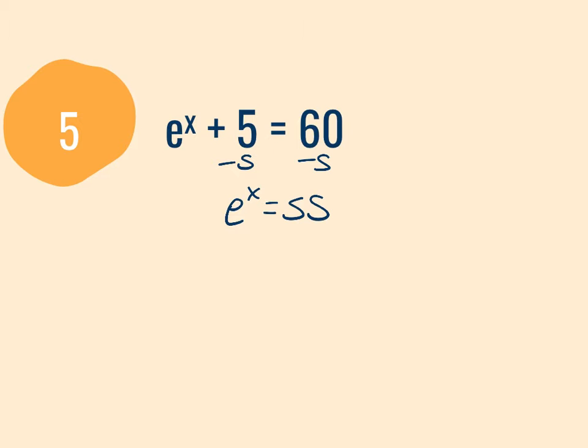And then I get to a point in which I can't change these to be the same base, so I have to ln. So I'm going to ln both sides of my equation, and I get ln of e to the x equals ln of 55. And then ln of e to the x becomes what? Just x. And x equals ln of 55.